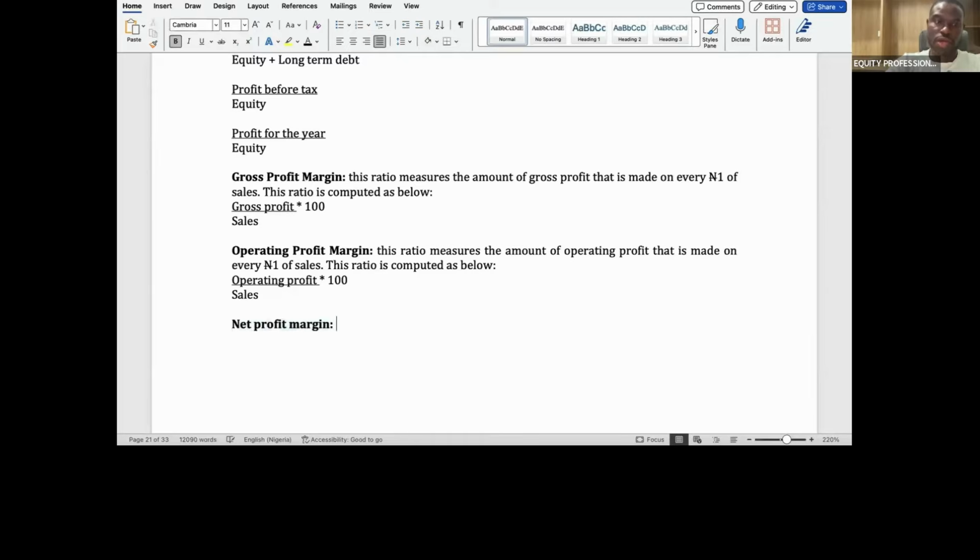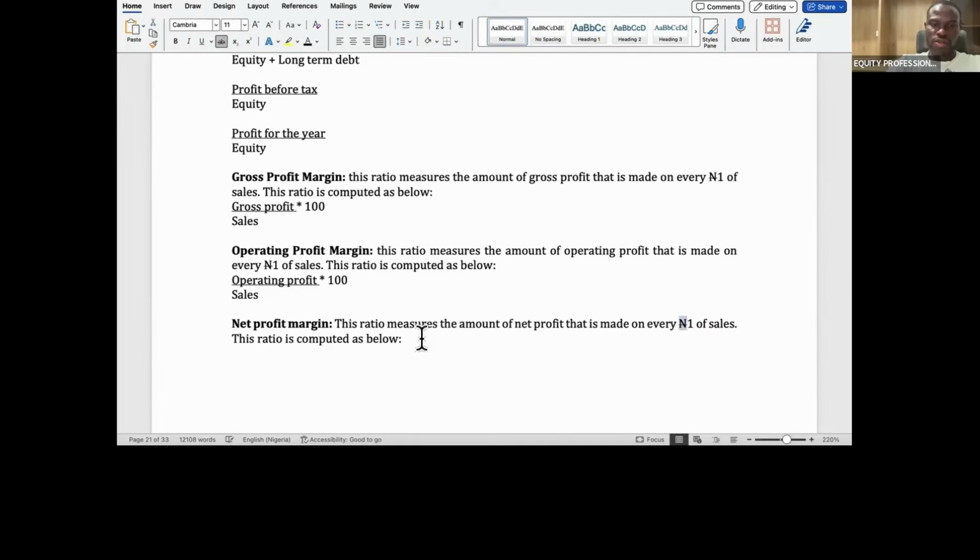And how do you, again, very similar to other ones. So this ratio measures the amount of net profit that is made on every 1 naira of sales. And this ratio is computed as below.